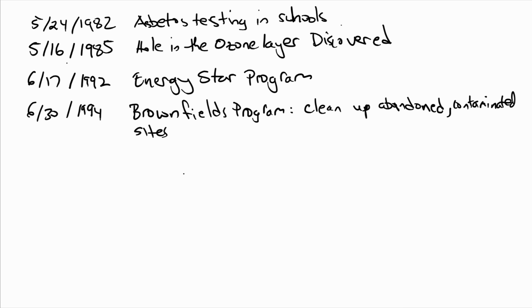1982, asbestos testing in schools. 1985, hole in ozone layer discovered. 1992, Energy Star program. So when you buy electronics that meet certain specifications for low power consumption. And 1994, Brownfield program. The Brownfield program cleans up abandoned, contaminated sites so they can be reused for public or commercial use.